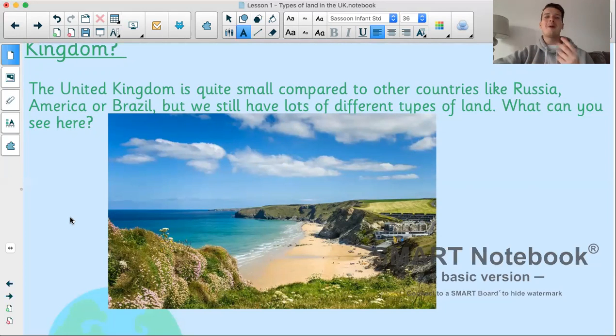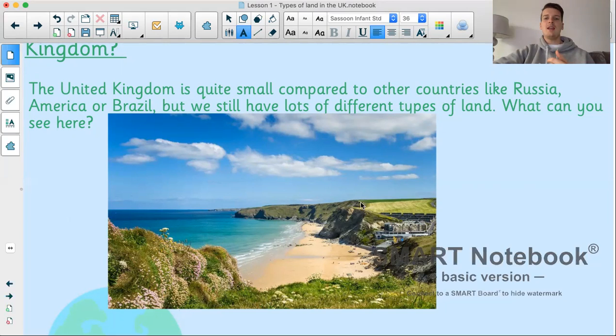Okay, so I bet all of you said beach. Yeah, we can see a sandy beach here. Sometimes beaches are like rocky beaches or pebbly beaches. This is a sandy beach. We can also see the sea. Obviously, the water is the sea.